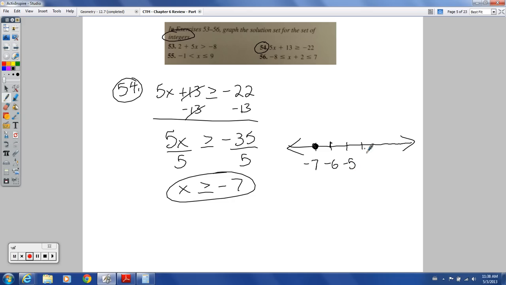So negative 5, negative 4, negative 3, and so on. I can shade that one, or I can fill that spot in, but not stuff in between. It doesn't include non-integer numbers, just the integers themselves. So it's stuff that's greater than, so it's that, and then we designate that this pattern continues by putting a dot, dot, dot above the graph like that. Okay, so that's number 54. That's good to go there.